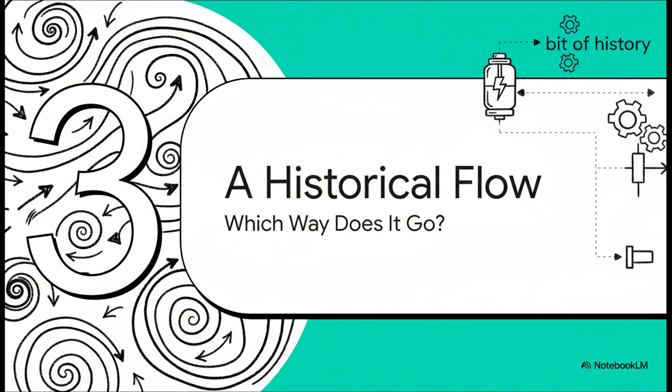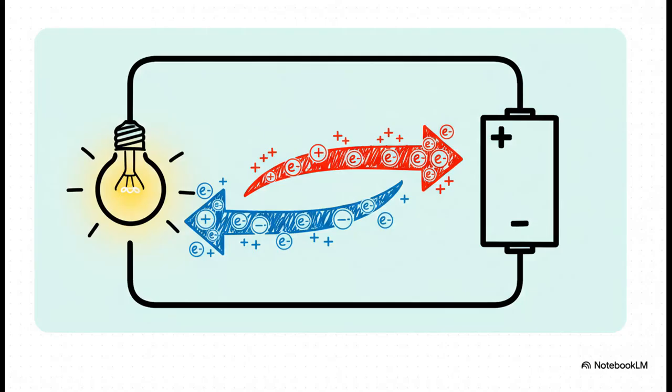Well, the answer is a really fascinating quirk from the history of physics. So here's the deal. We have two competing ideas: conventional current and electron flow. Electron flow is what's physically happening in a metal wire. Negatively charged electrons are moving from the negative terminal of the battery to the positive one. But the standard that we use in literally all circuit diagrams is called conventional current, and it's defined as the direction that a positive charge would flow. So from the positive terminal to the negative.